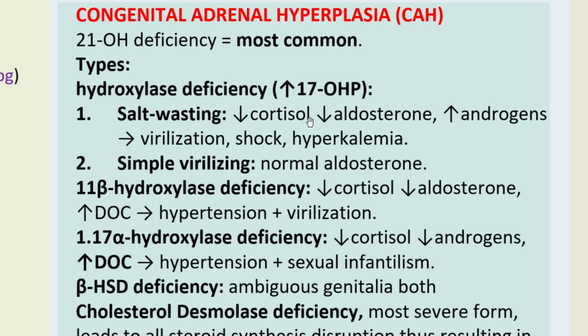Then we have the second most common enzyme deficiency, that's the 11-beta hydroxylase deficiency, where cortisol will be low, aldosterone will be low, but you shall have the DOC high. This is one of the precursors for formation of cortisol, and this is a prohypertensive precursor, so it's going to cause hypertension. And remember, those precursors of cortisol that remain are going to be converted in the periphery into the sex hormones that will cause virilization.